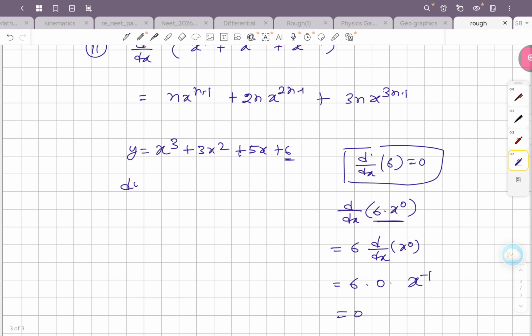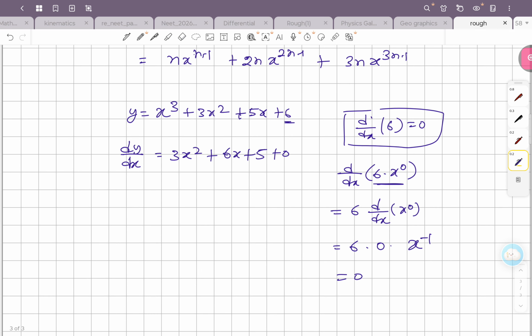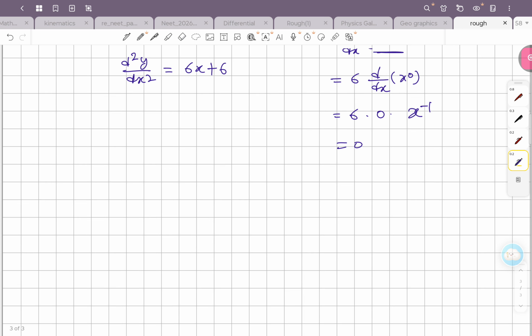Now you can differentiate: dy by dx is equal to 3x square plus 6x plus 5. The constant is 0. Understand? If I ask for the double differentiation, d2y by dx square is 6x plus 6. So it is very important.